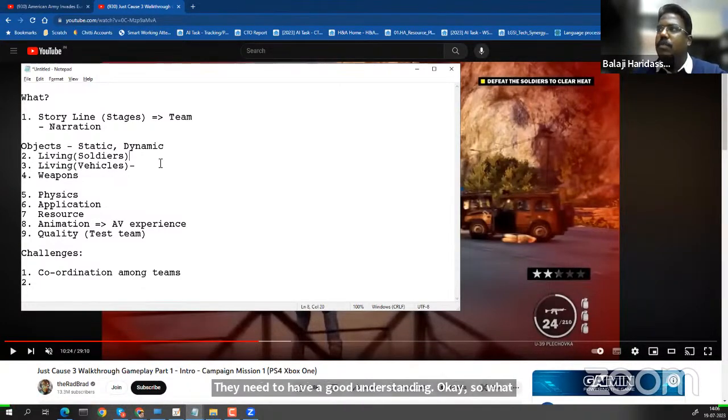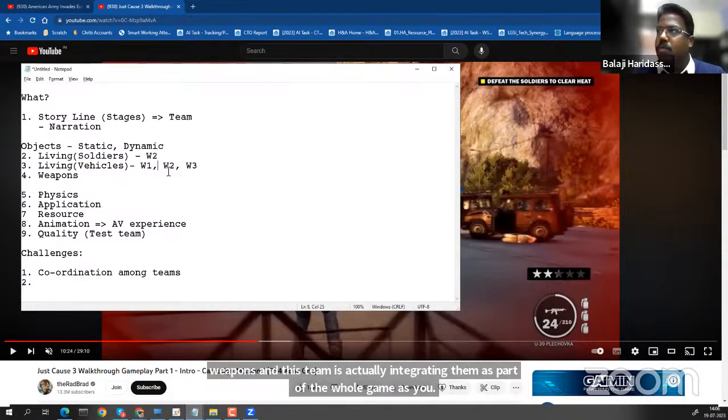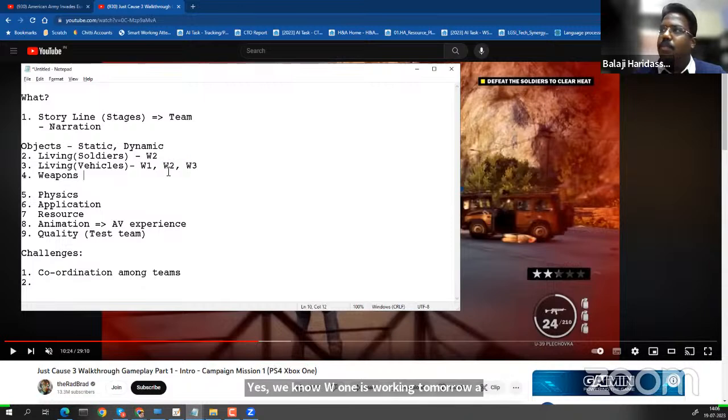For example, this team is building different types of weapons, W1, W2, W3. And this team is integrating them as part of the whole game, assume. If W1 is working, tomorrow a new W2 is released. W1 they were using, and then this team changes something in W2, which breaks. So W2 is not working here. And in future, they release another weapon, W8, which doesn't get supported here at all. So these types of issues may come.